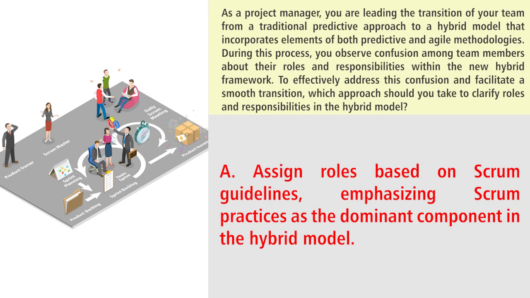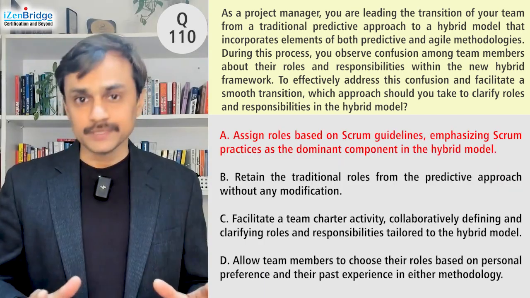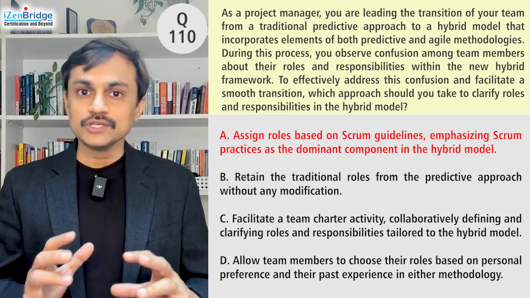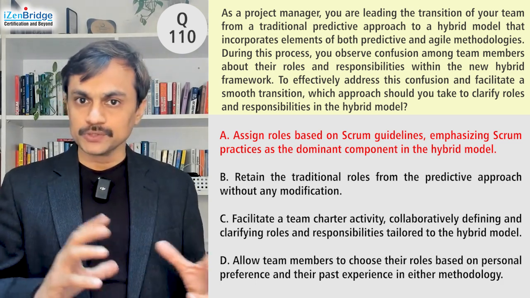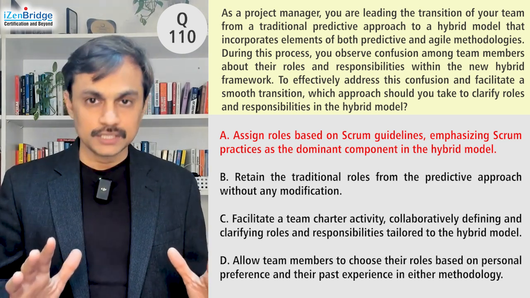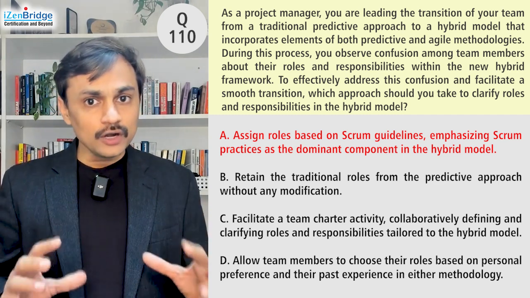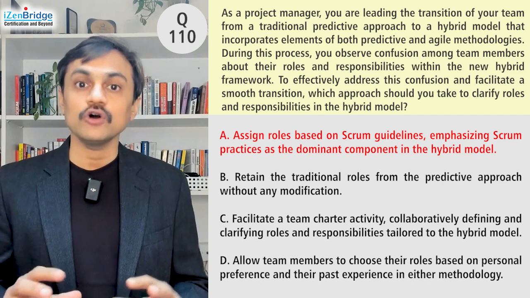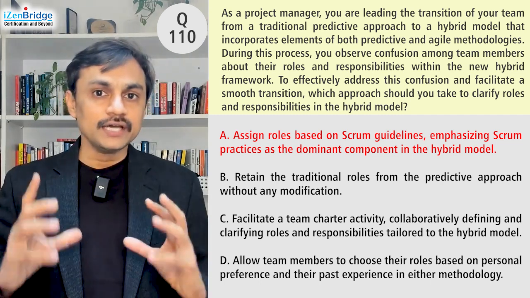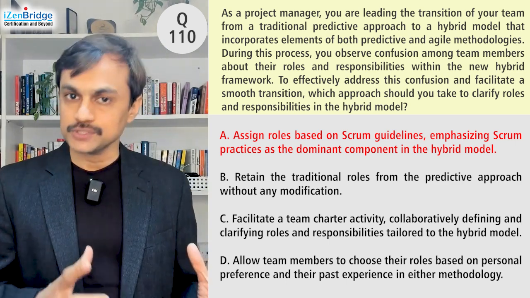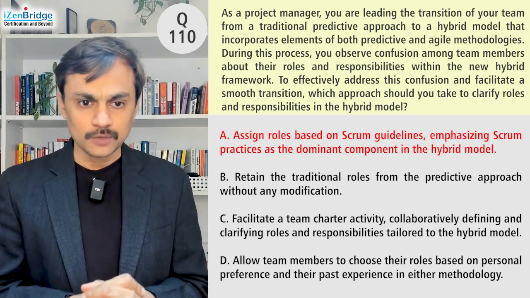Option A, assign role based on Scrum guidelines, emphasizing Scrum practices as the dominant component in the hybrid model. There is a possibility that you will follow a Scrum based approach, but it's a hybrid. Just focusing on Scrum roles, Scrum master, product owner, and team may not be sufficient. It may be, but may not be as well. So in this option we are not getting a clear understanding of what is really needed. We are directly jumping to a possible solution, and that makes me a little worried about this particular option A. Let us explore other options.